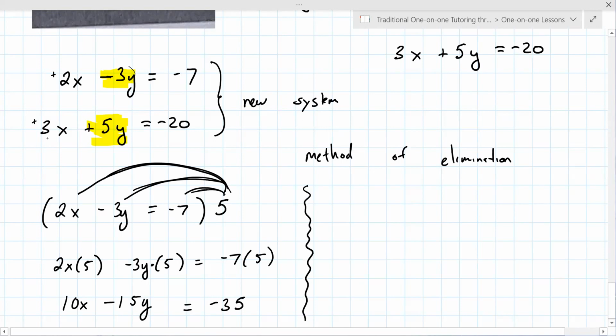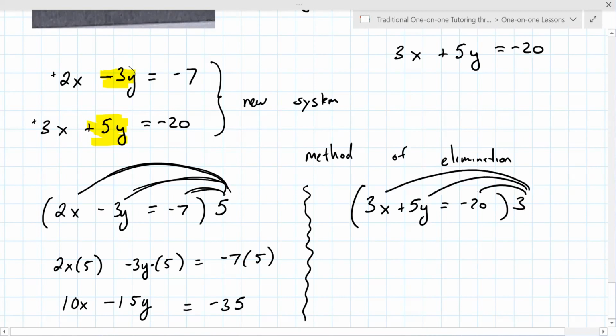Now we're going to grab the second equation, 3x plus 5y equals minus 20. And this time we're going to multiply everything by 3. We're going to multiply 3x by 3, 5y by 3, and negative 20 by 3. We're going to multiply every single thing by 3.